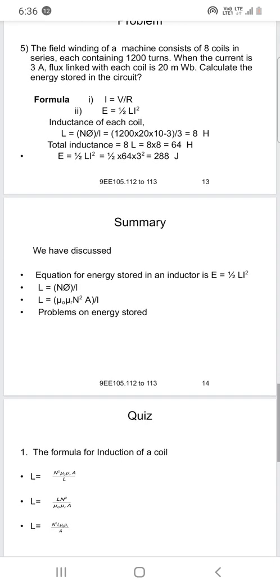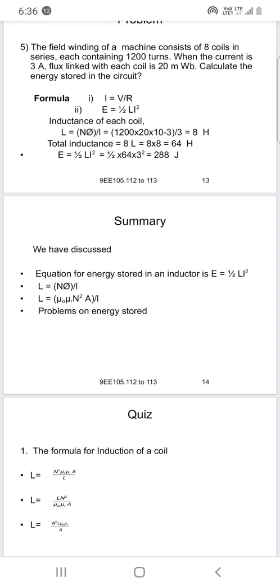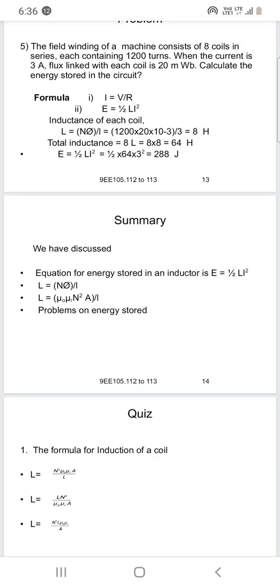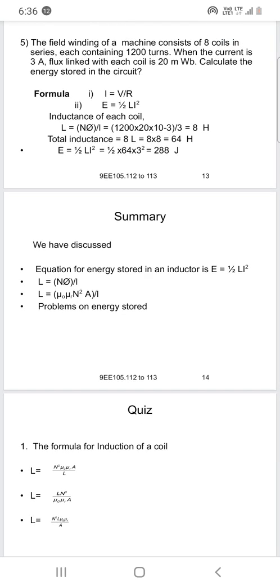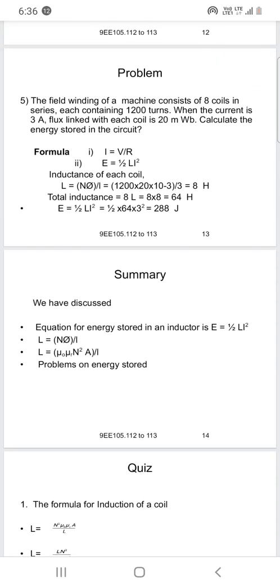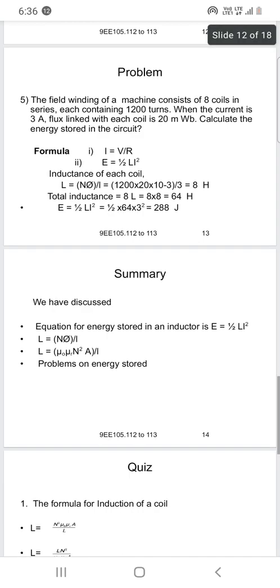The total inductance: how much? There are 8 coils, so 8 coils into the inductance. So 8 into 8 equal to 64 Henry. That is the total inductance of the field winding. The field winding has 8 coils, each coil contains 1200 turns, so we calculate the total inductance of all the coils, and we get 8 into 8, that is 64 Henry.